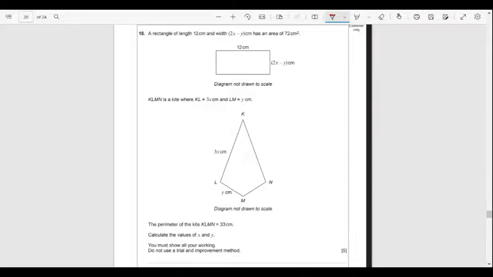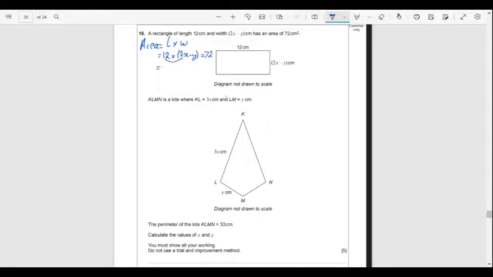Okay. So rectangle, length 12 centimeters, width 2x minus y, has an area of 72 centimeters. And KLMN is a kite where KL equals 3x centimeters and LM equals y centimeters. Now, so I don't lose the diagram, I'm going to do my workings out up here, okay? So for the first one, the area is equal to length times width. In this case, my length is 12 and my width is 2x minus y. And this is equal to 72, okay?